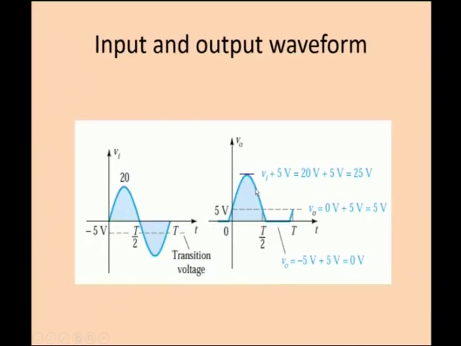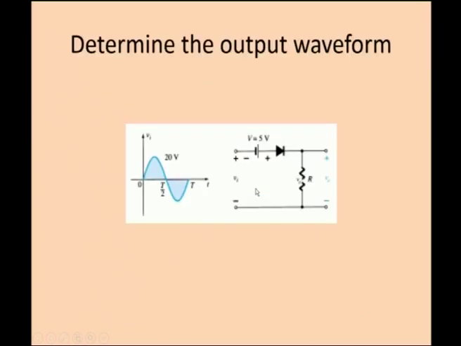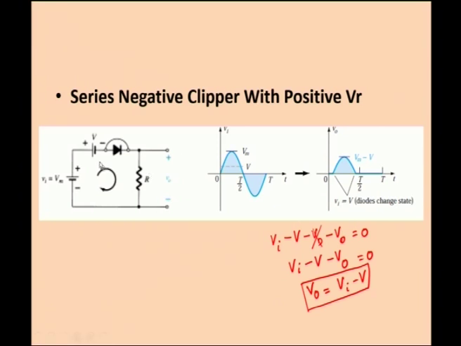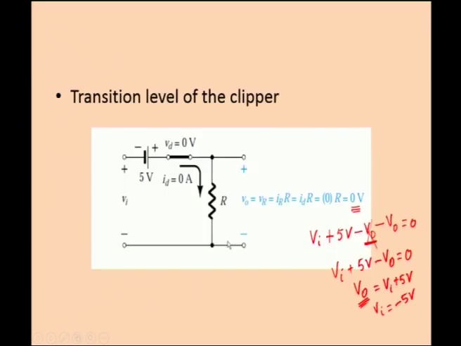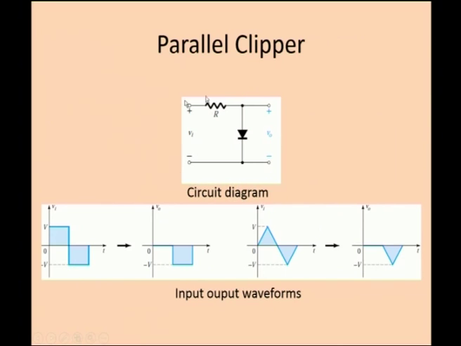So, these are the different orientations of the diode as well as the positive or negative reference voltages in the series clipper. And next is parallel clipper. In parallel clipper, the diode is in parallel with the load. That is the difference between the series and the parallel clipper. In series, the diode is in series with the load. In parallel clipper, the diode is in parallel with the load.